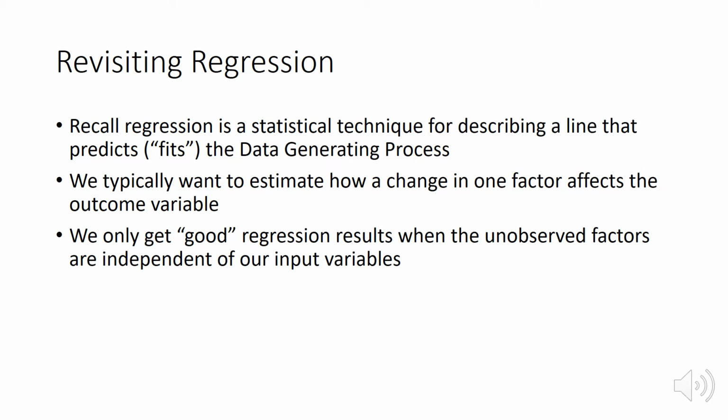Who remembers when we're thinking about class size and test scores, what are some unobserved factors there? What do you guys think? So when we're thinking about student outcomes and we're thinking about class size, are there any factors that we're not necessarily observing that are related to those? When we're thinking about class size and student outcomes, what factors are we not observing?